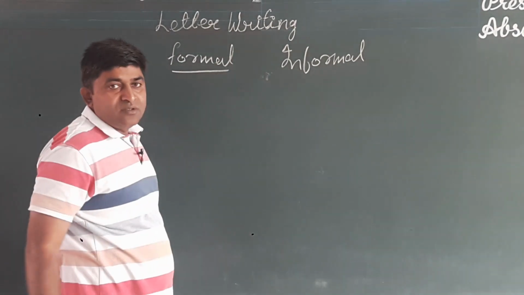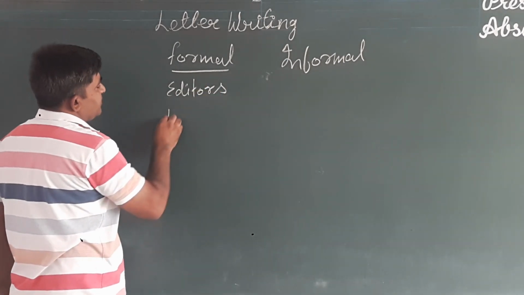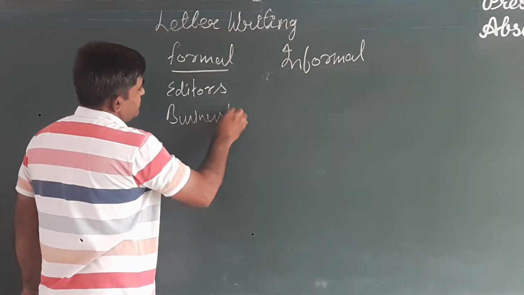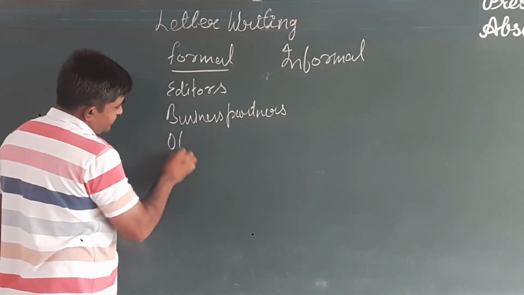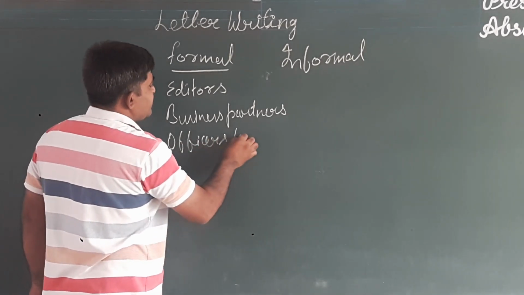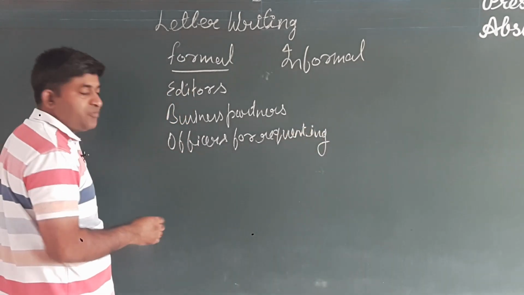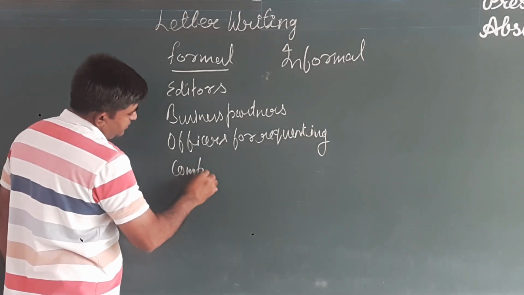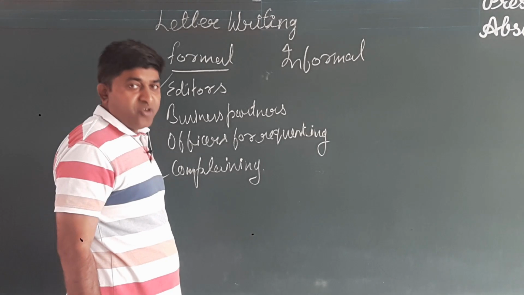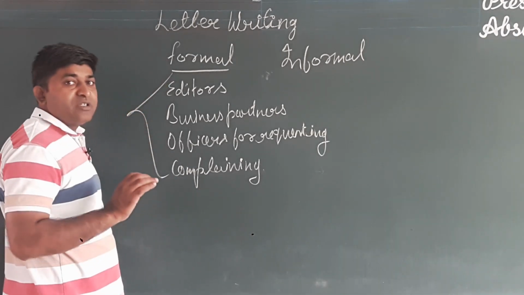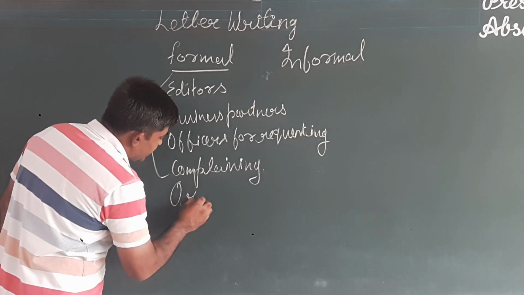Formal letters are written to the editors, to the business partners, to the officers for requesting, to the officers for complaining. These are the types of formal letters. Many a times we write the letter to the business firms for placing or cancellation of the orders. So, giving and cancelling the orders.